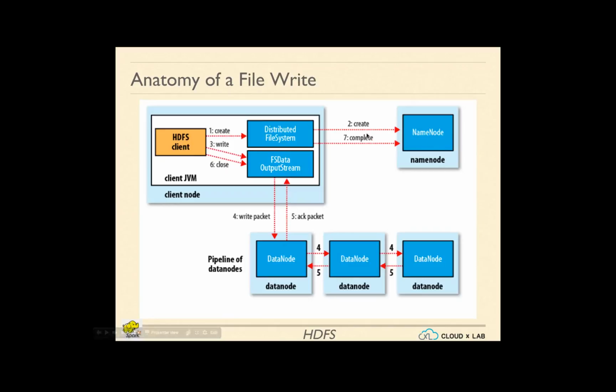If between the second and seventh step somebody else comes and tries to modify the same file, it will throw an error saying the file is being written by somebody. So name node takes care of the concurrency. All right, was I able to explain?